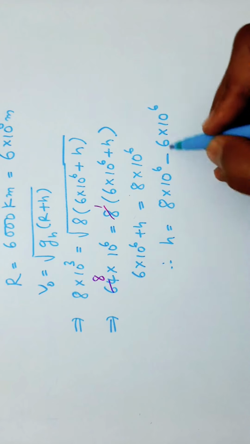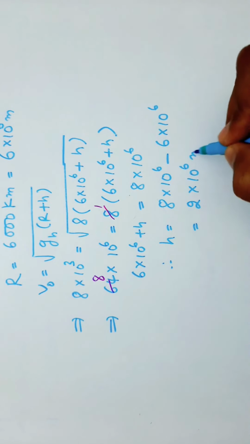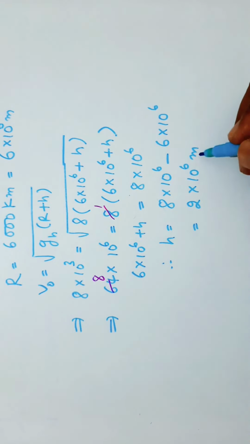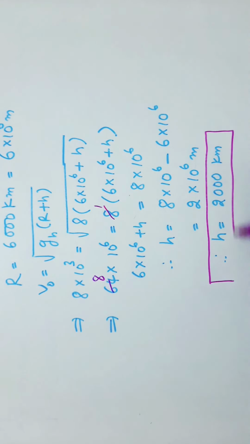So here 8 minus 6, so that is equal to 2 into 10 to the power of 6 meter. So if we convert in kilometer, therefore H is equal to 2000 kilometer. So here height of the satellite from the Earth's surface is 2000 kilometer.